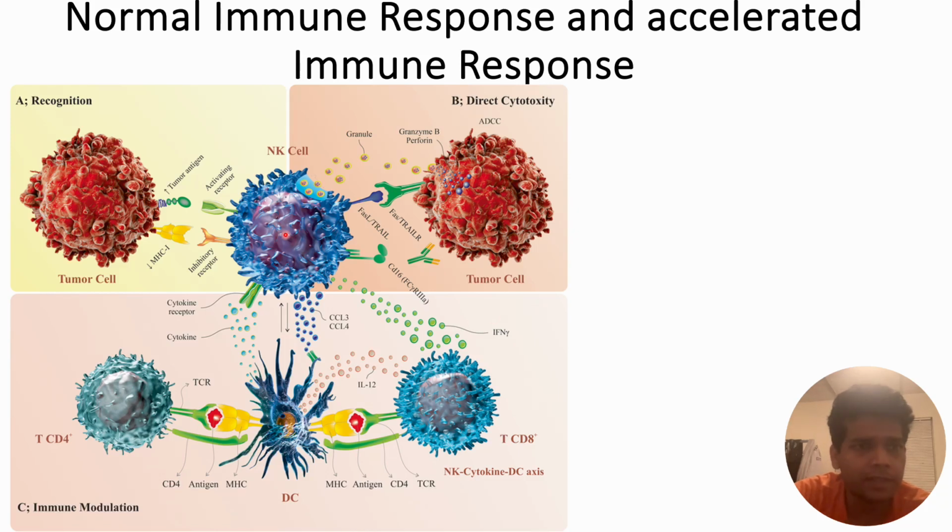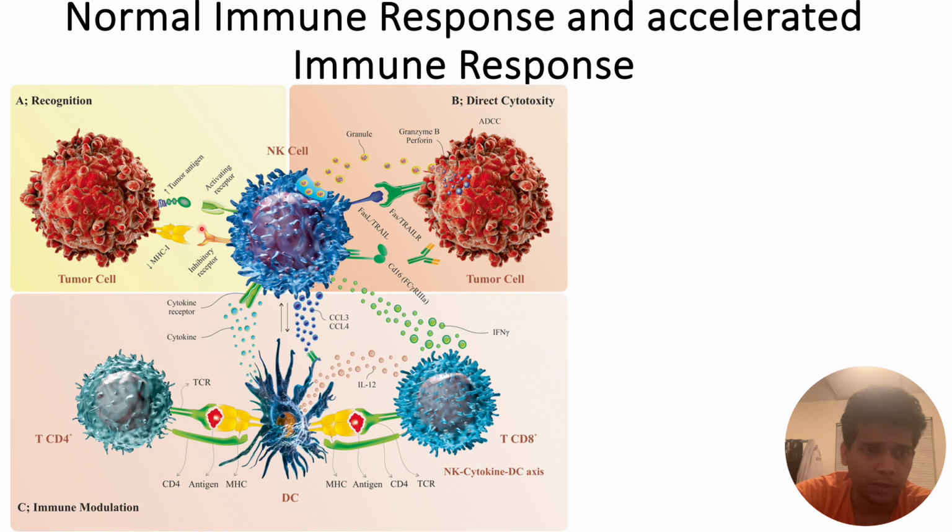In this video, we will discuss how the normal immune response works against the tumor cells and how the accelerated immune response, that is the immune response in which the immune system is artificially accelerated to detect the tumor cells and act against them. We will cover in brief the differences between the normal immune response and the accelerated immune response.